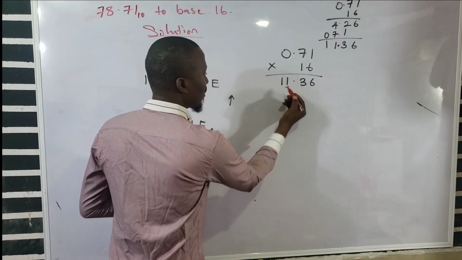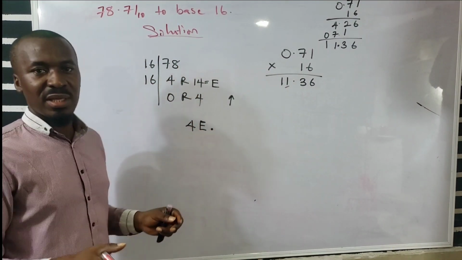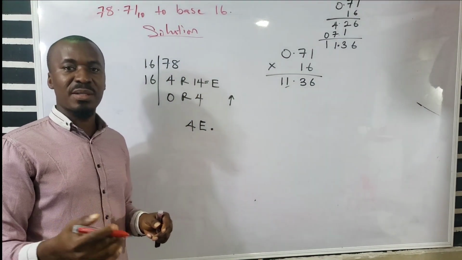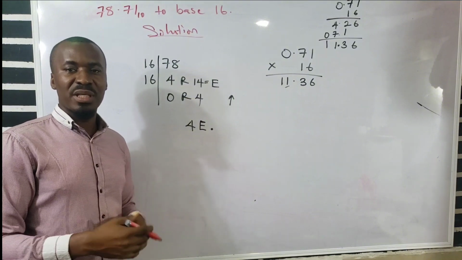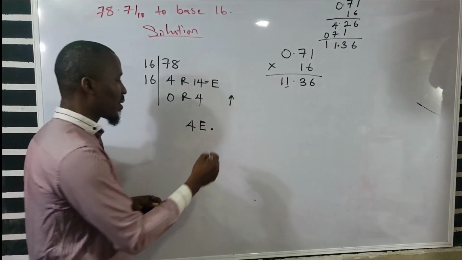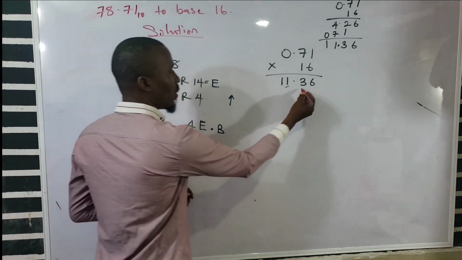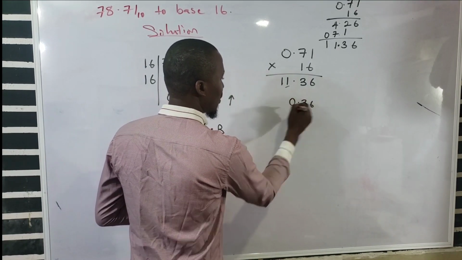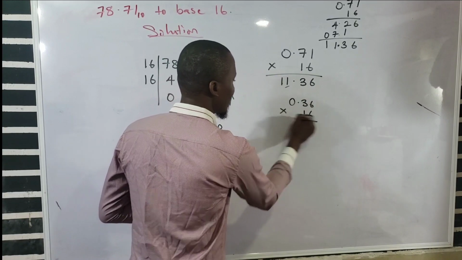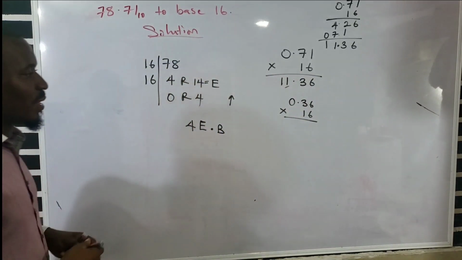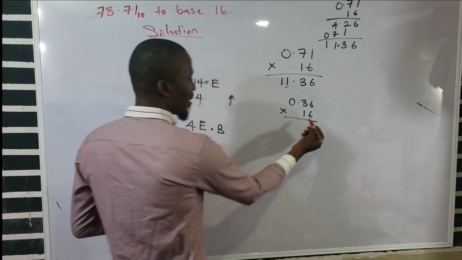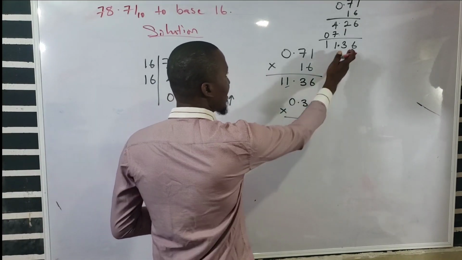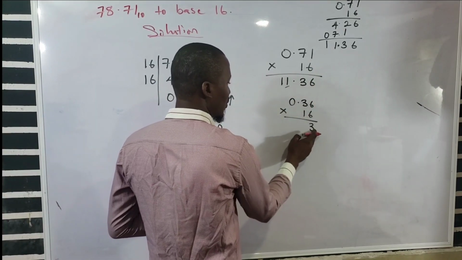And 11, what do we represent 11 with? Remember, 10 is represented with A, 11 is represented with B. So we are going to write B here. So what is the next thing left? So we have 0.36. So we still need to multiply this by 16. Okay, so if you multiply that by 16, you have this times this 36. The same thing I'm doing here, that's what I'm going to do here.